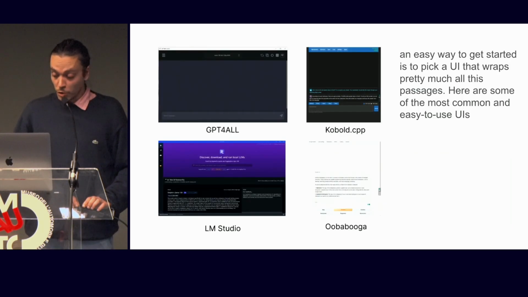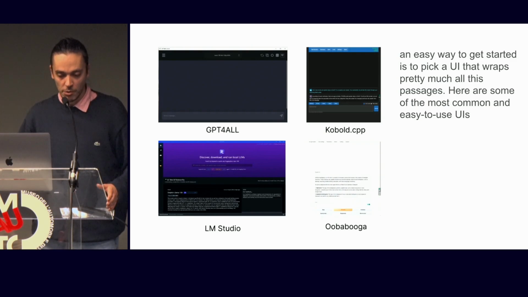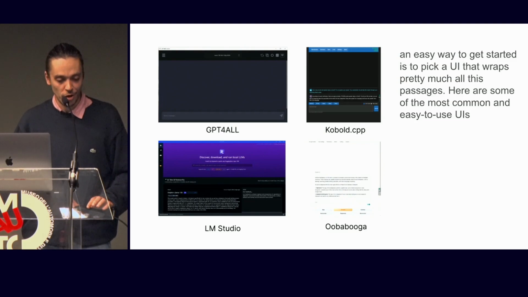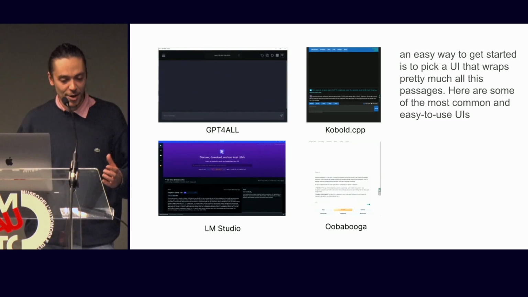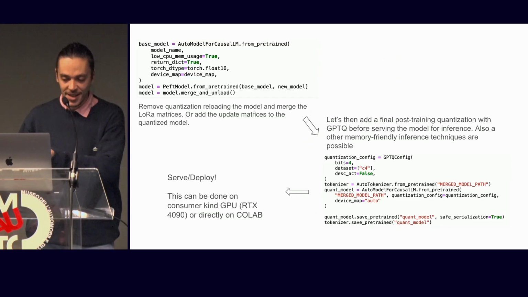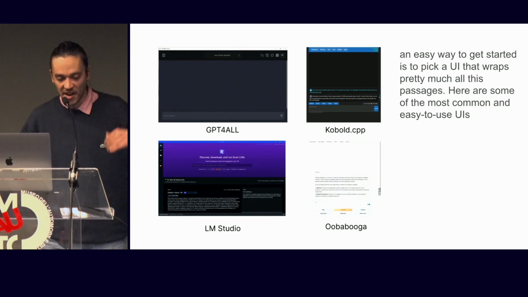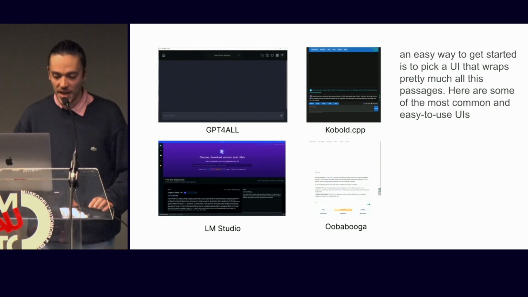Nowadays, there are also in the open source world a lot of easy-to-use UIs that merge together all the different fine-tuning techniques for open source LLMs. The most famous one is GPT4All, which in the background implements all these quantization workarounds and low-rank adaptation and so on, directly in a user interface.